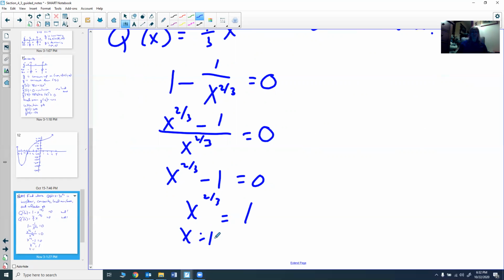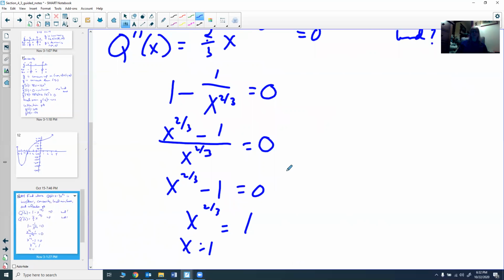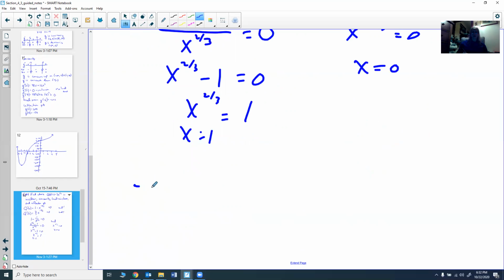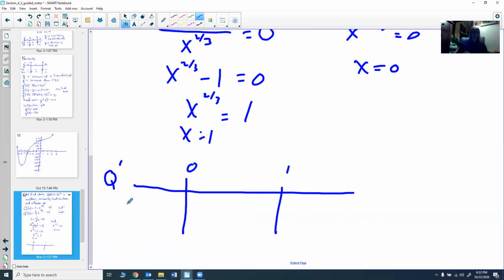So if that's one value, let's also look to see what's undefined. It's going to be undefined when your denominator is 0. So when x to the 2/3 equals 0. So that's when x equals 0. So there's our two critical points, 1 and 0. So let's put them on a number line. Here's 0, here's 1. We're looking at our derivative, so we're looking at q prime. I like to mark that so I remember which one this belongs with.